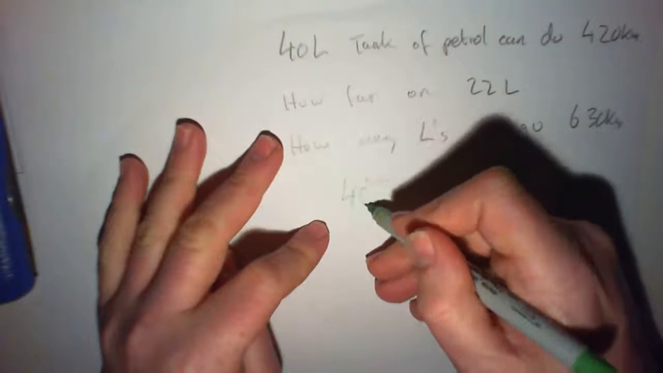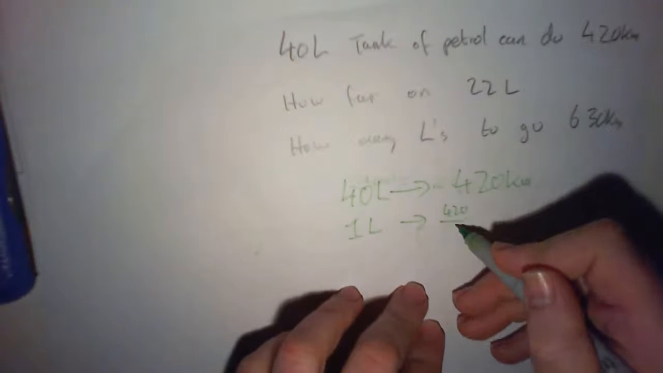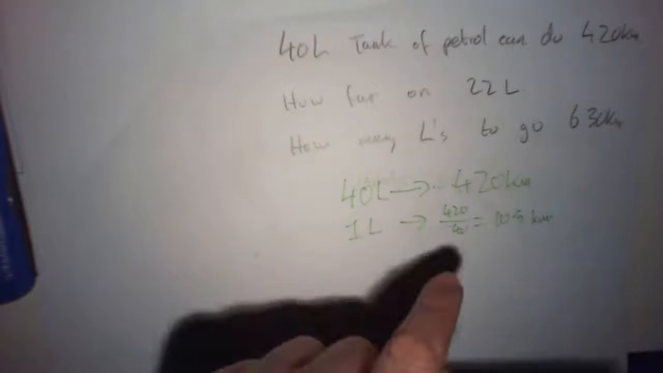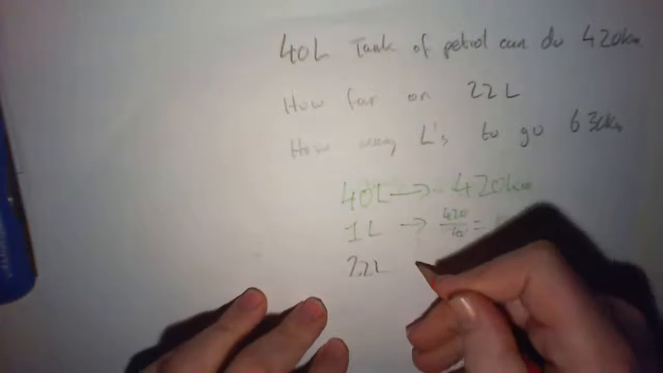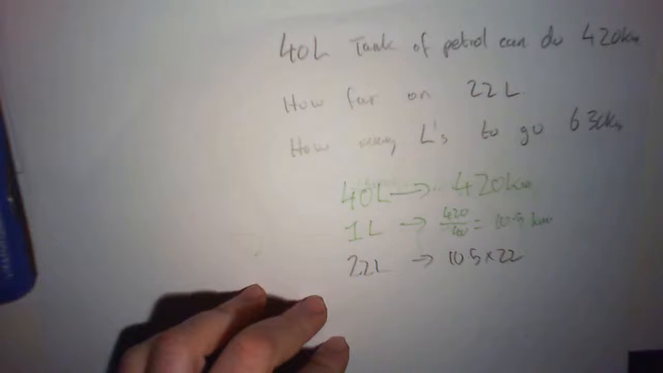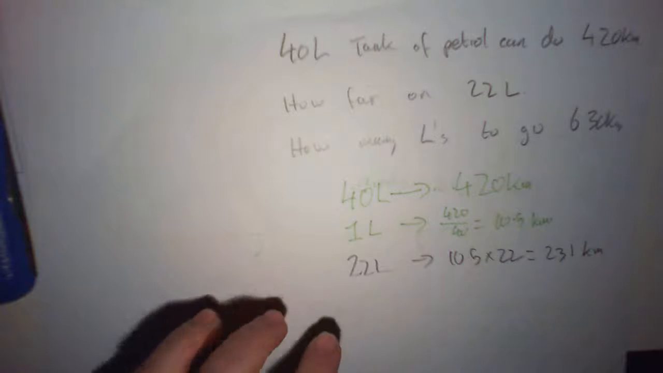40 liters can give me 420 kilometers. So how much would 1 liter give me? Well, it's 420 over 40, which is, now again, don't be afraid to use your calculator if you're not confident, but try and do it without your calculator, okay? It's 10.5 kilometers. So I know 1 liter can get me 10.5 kilometers. How far would 22 liters go? 22 liters will give me 10.5 times 22. 10.5 times 22 is 231 kilometers. Now that's fine.